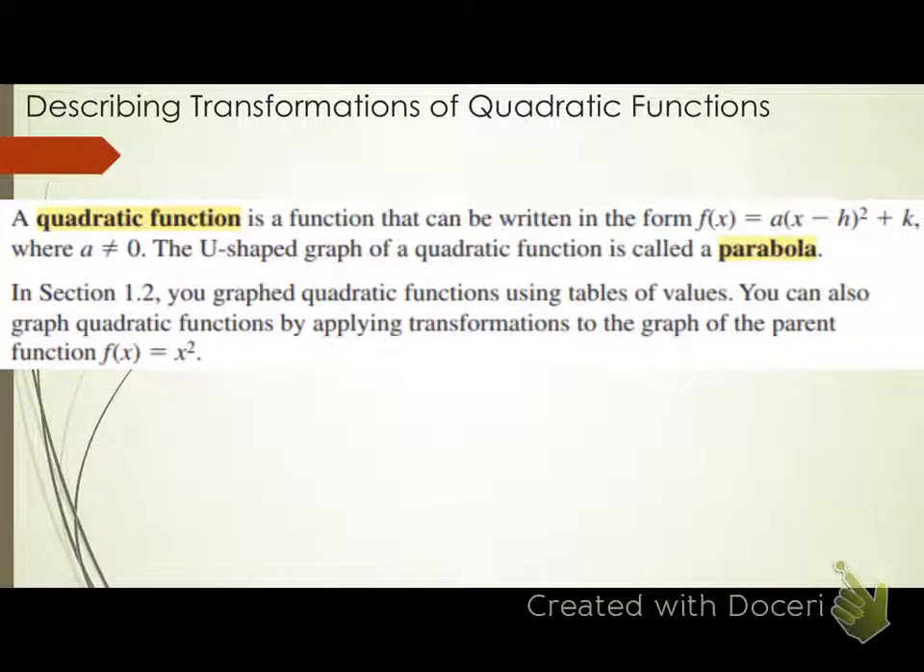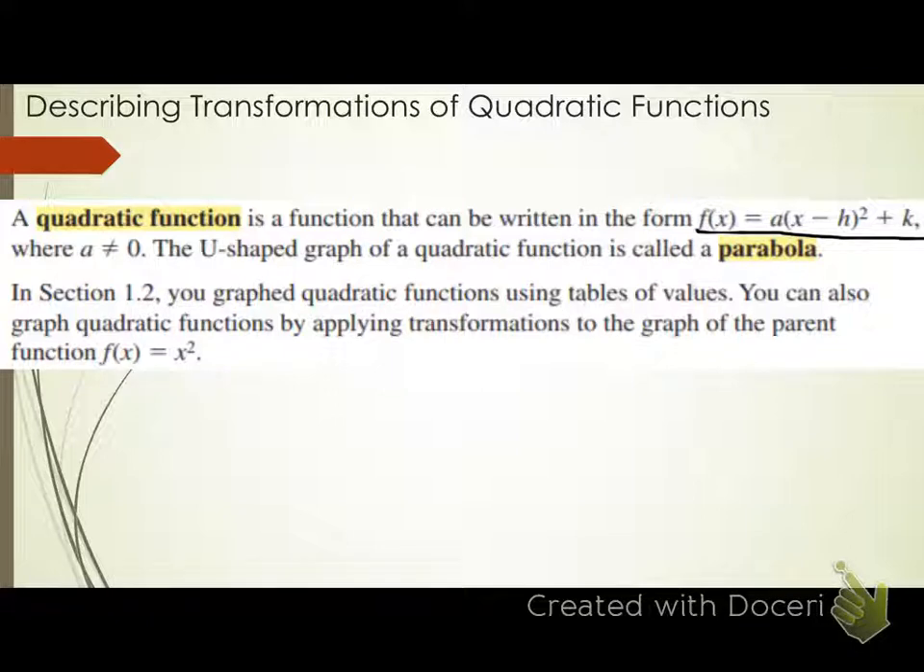So we've talked about quadratic functions a little bit before, but this is what a quadratic function is. A quadratic function is a function that can be written in the form f of x equals a times (x minus h) squared plus k. You need to have that form written down. F of x equals a times (x minus h) squared plus k, where a does not equal 0. The U-shaped graph of a quadratic function, we've already talked about this before, is called a parabola. You guys remember me calling them parabolas?